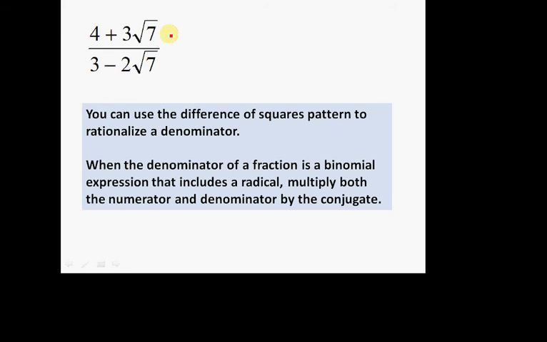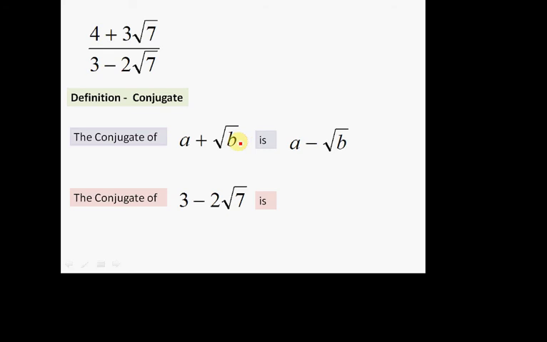Now remember, this is a fraction. The top part is called the numerator, the bottom part is called the denominator, and we are looking at a binomial, two monomials, an expression that includes a radical. There's a radical here, so we will multiply by the conjugate. Let's take a look at what the conjugate is.